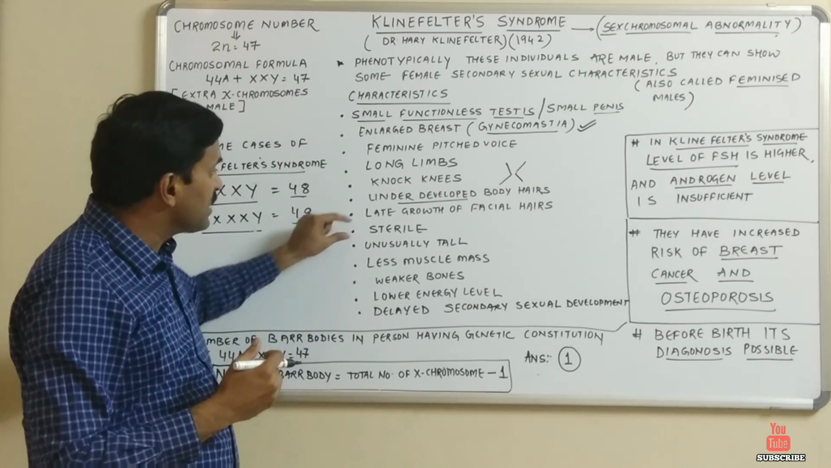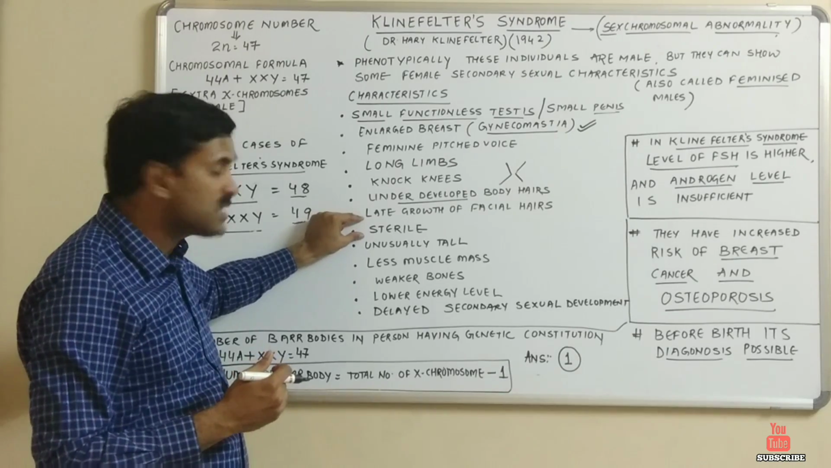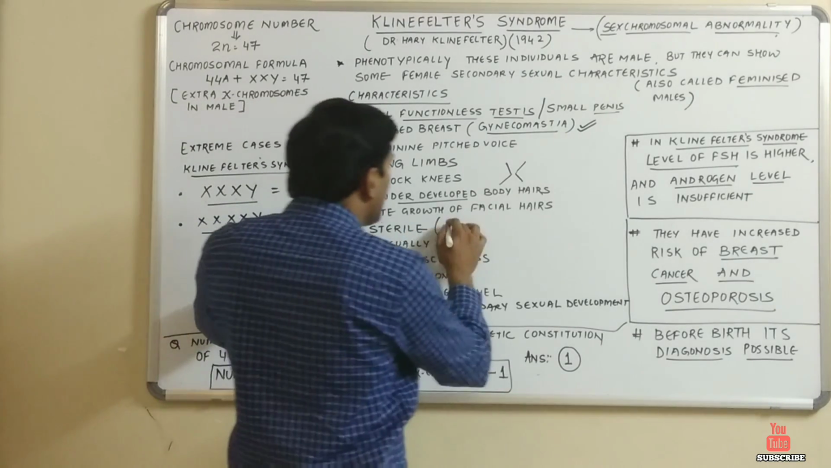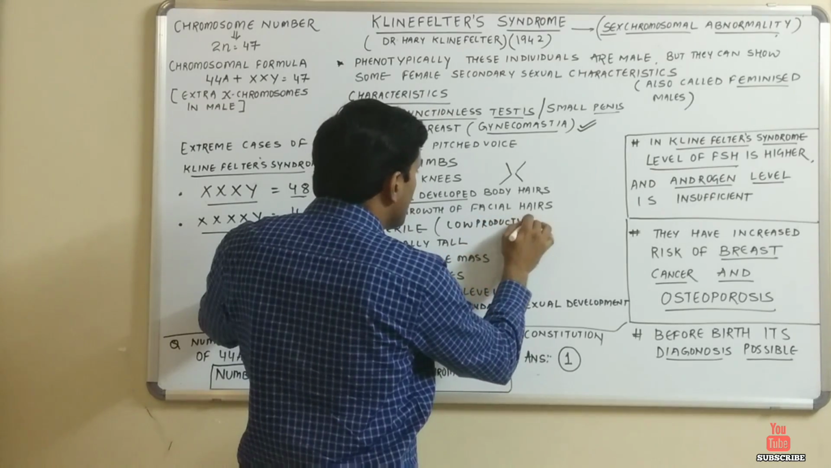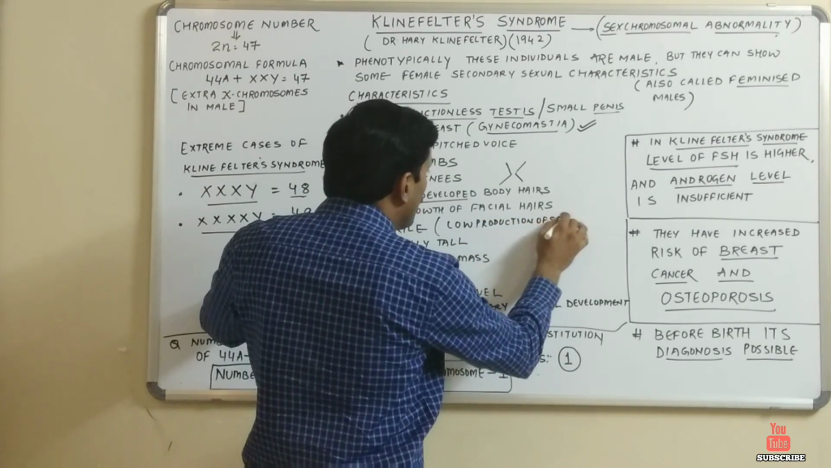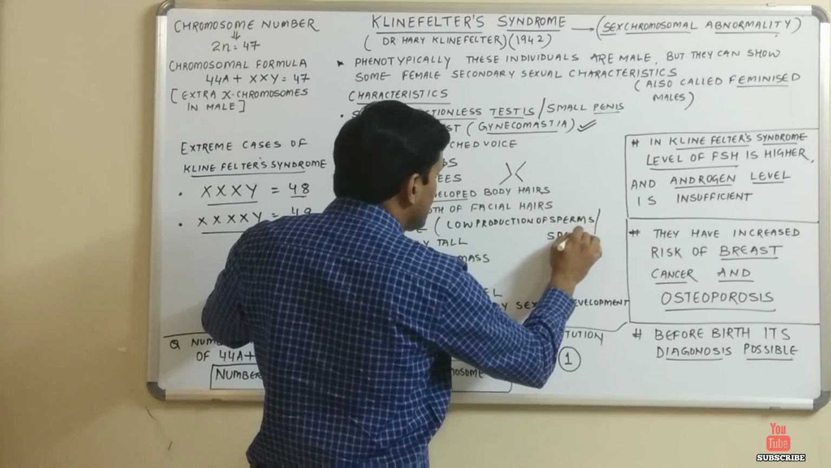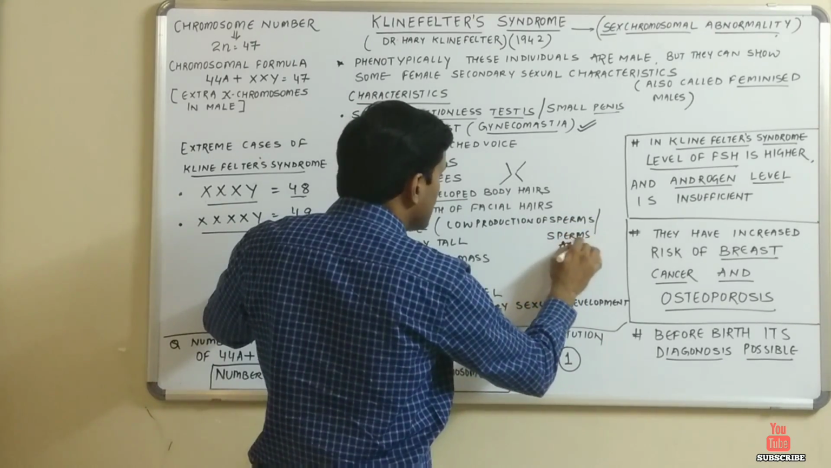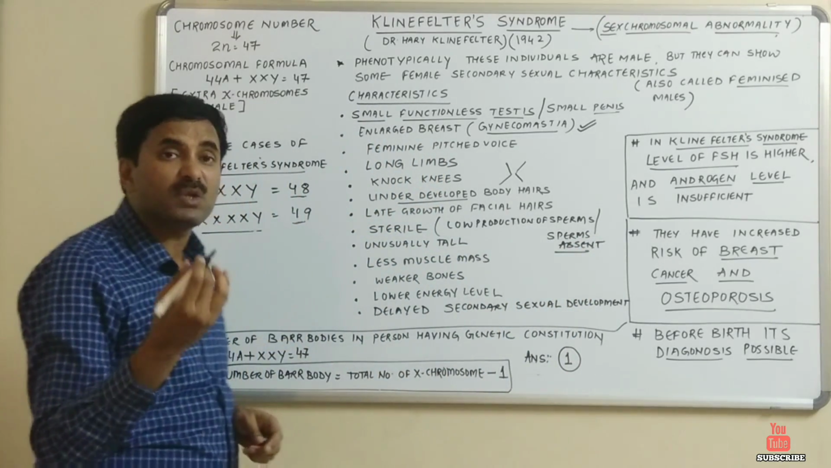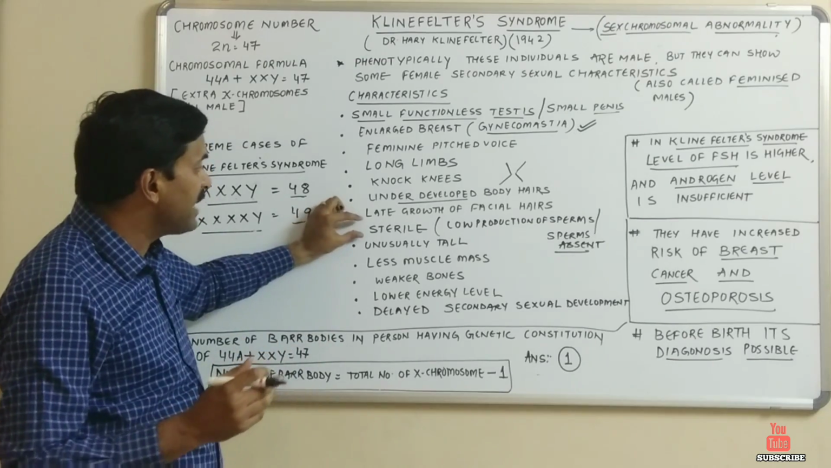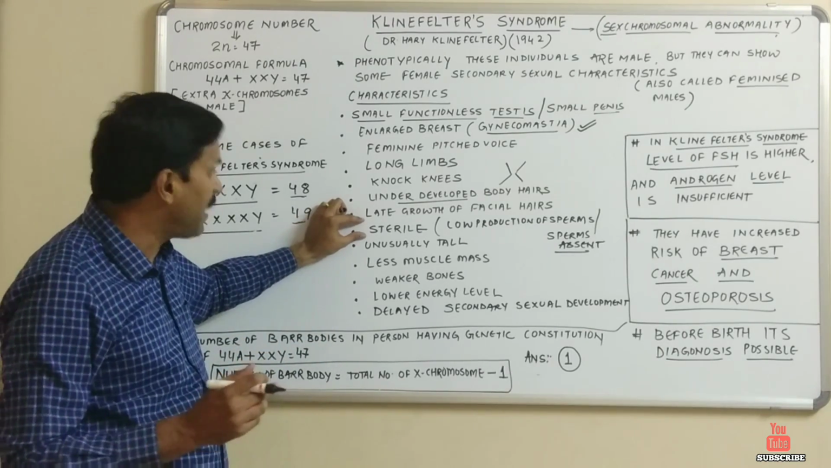Okay, now they are sterile. They are not having fertility. They are sterile because of the low production of sperms, or sometimes sperms may be absent. Either they have very low production of sperm, or sometimes the sperms are totally absent, and hence they are called sterile, meaning they are not having fertility power.